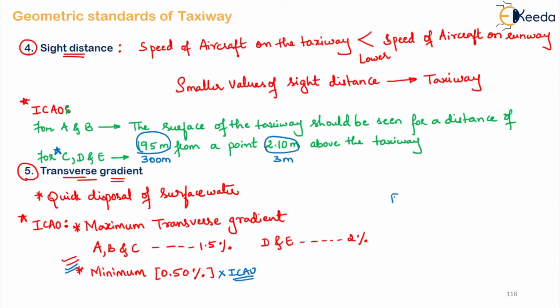But according to FAA, the minimum transverse gradient you have to provide is about 5% for the first 3 meters of the taxiway, and thereafter you can choose 2% depending upon the type of the airport.